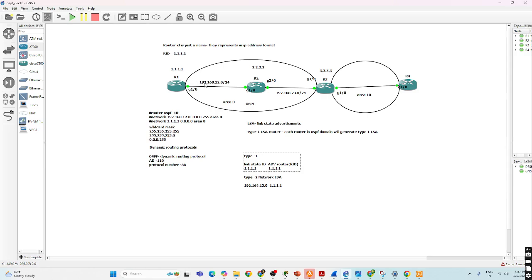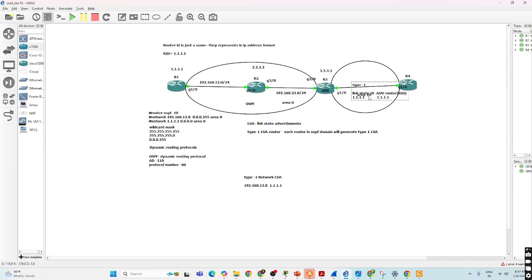You cannot ping 1.1.1.1. So if the router is connecting with two areas, that router is called an ABR, area border router. So here it is an ABR router. R3 is connecting with area 0 as well as area 10, right? That's why we call R3 an area border router, because it is connecting with two areas. So what will the ABR do? These type 1, type 2 LSAs cannot cross into the other area.